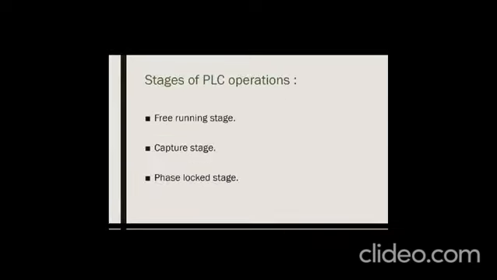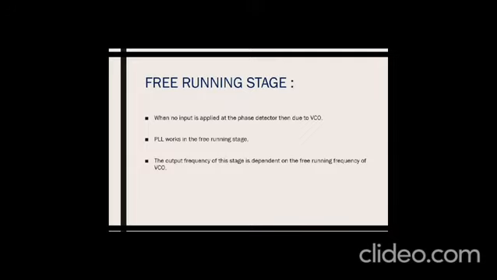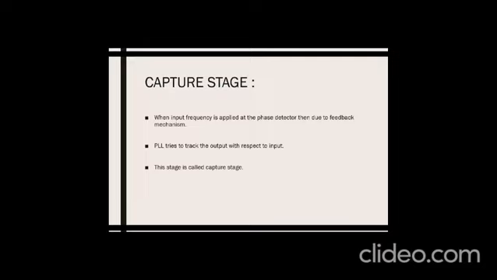Stages of PLL operation: free running stage, capture stage, phase locked stage. Free running stage. PLL works in the free running stage. The output frequency of this stage is dependent on the free running frequency of the VCO. Capture stage. When input frequency is applied at the phase detector, then due to feedback mechanisms, the frequency comparison starts. The output frequency becomes equal to the input frequency.